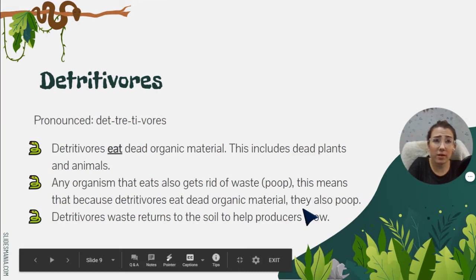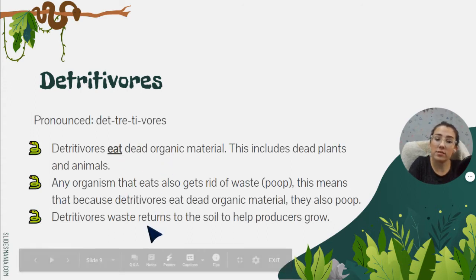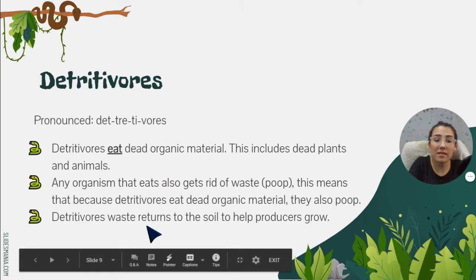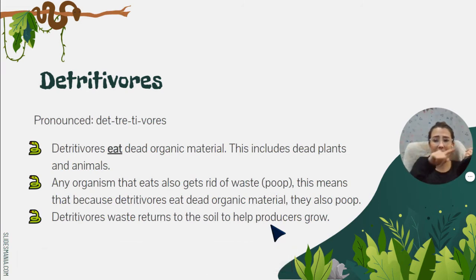And you're probably wondering, why does that even matter? Detritivores' poop is actually really important, okay? Because they're eating these dead organic materials, there's a lot of nutrients they're taking in that they probably don't need. And so when detritivores poop, their poop acts as a fertilizer for the soil, which then helps producers grow more, okay? So I want you to start to notice everything is connected.